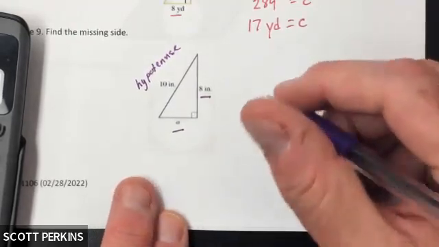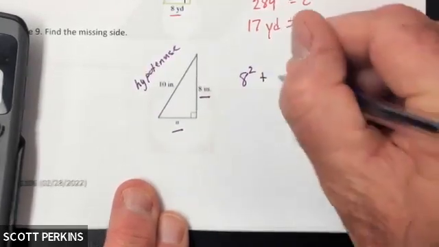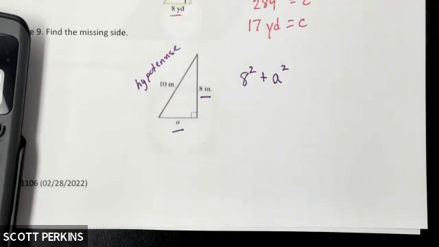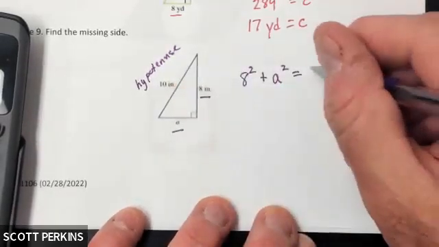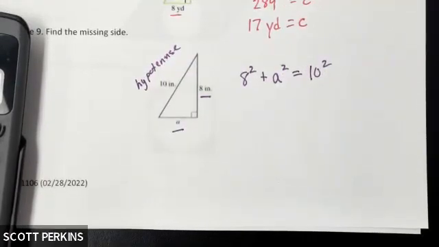So in this, the way I'm going to set it up is I'm going to take my 8 and I'm going to square my 8, then plus my a, and I'm going to square my a. So the reason this problem's a little bit different is the thing that I don't know is on the other side of the equation. On the other side, my hypotenuse is 10 squared. So again, it's a calculator problem from here, but we've got to approach it a little different.